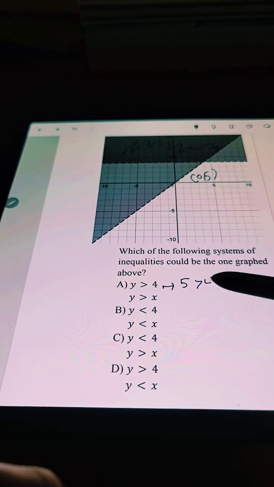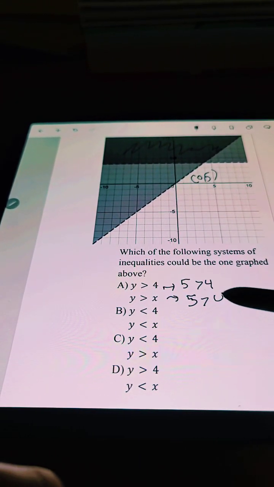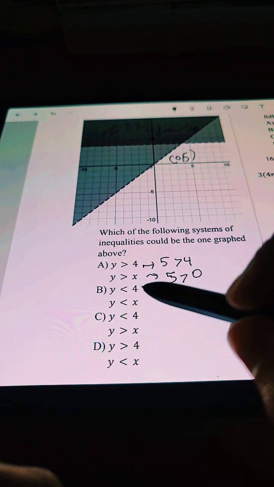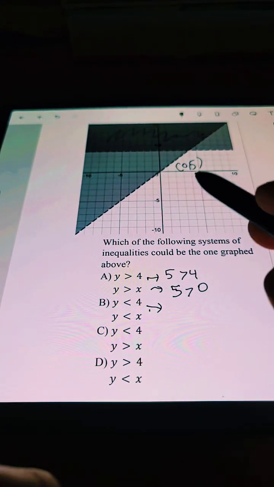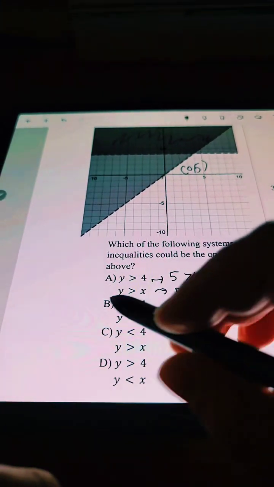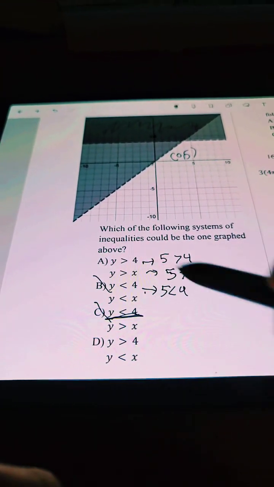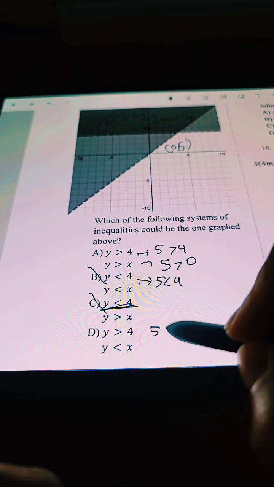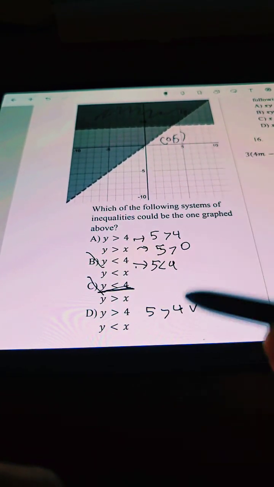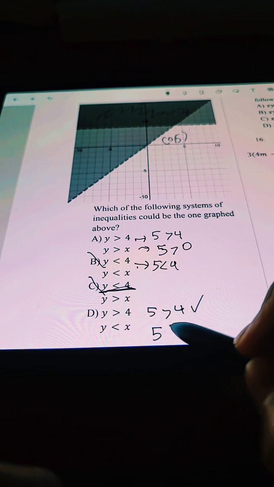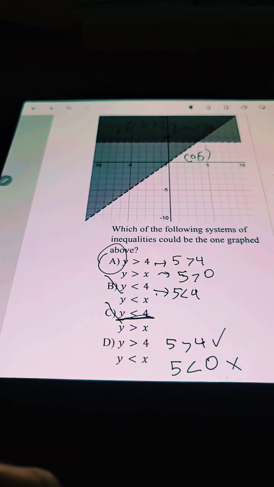So is 5 greater than 4? Yes. And then 5 is our y. Is 5 greater than 0? Yes. So those both fit, so it could potentially be A. And then for B, our y is 5. Is 5 less than 4? No. And same thing here. It's the same exact thing. Is 5 less than 4? No. But is 5 greater than 4? Yes. But then let's check the other one. Y is less than x, so our y for the point that we picked is going to be 5. Is that less than 0 for our x? No. So then it has to be A.